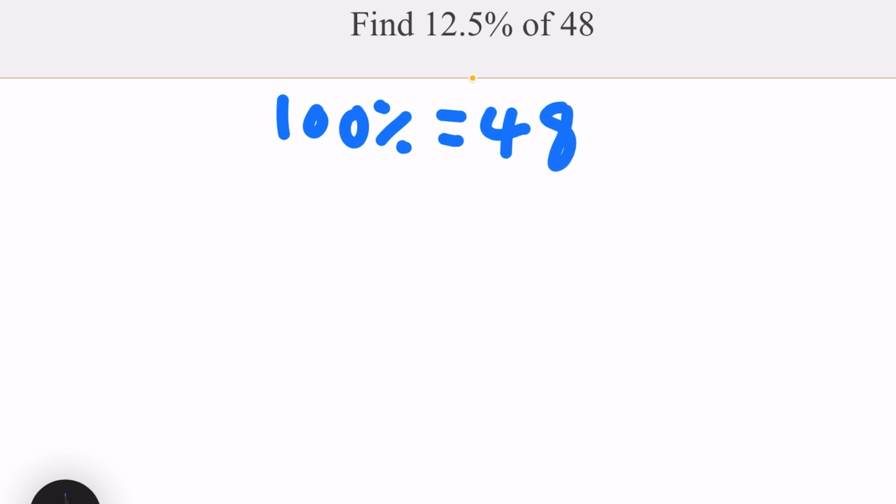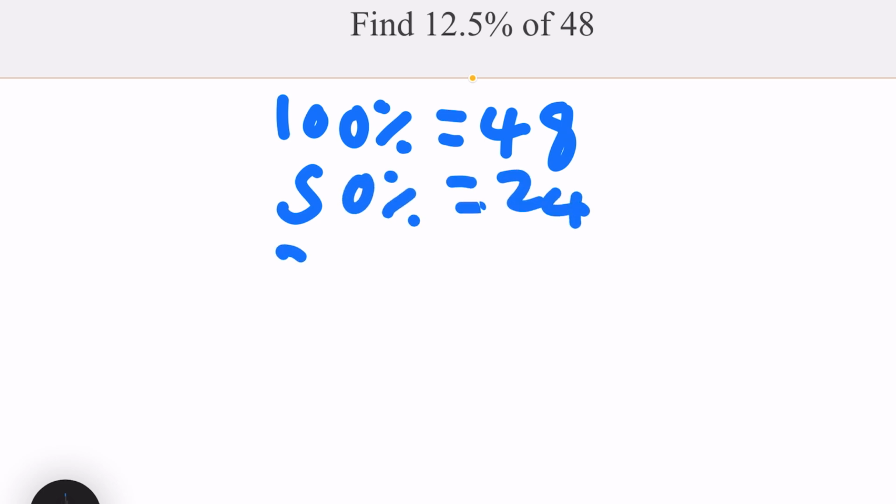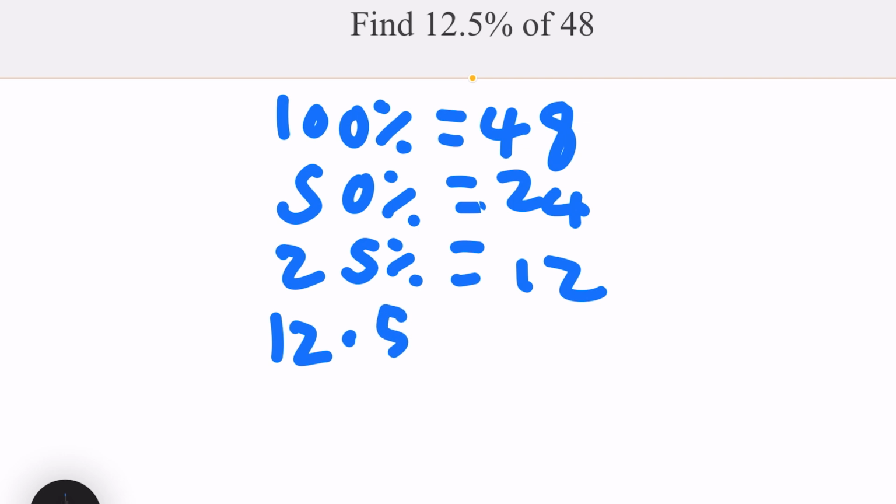Okay, so for this question, we have find 12.5% of 48. So we know that 100% is equal to 48. And if we divide this by 2, we get 50% is equal to 24. And we can divide it by 2 again, so 25% is equal to 12. And if we divide it by 2 again, we'll get 12.5%, and this would be equal to 6. So that is one way you can do it.